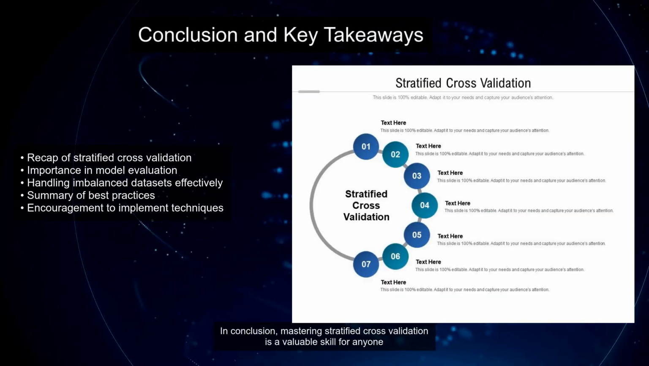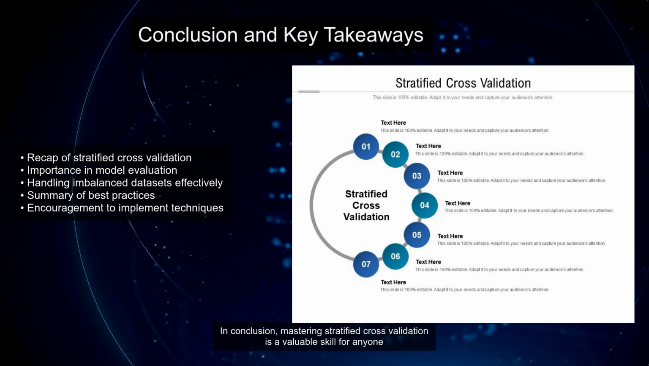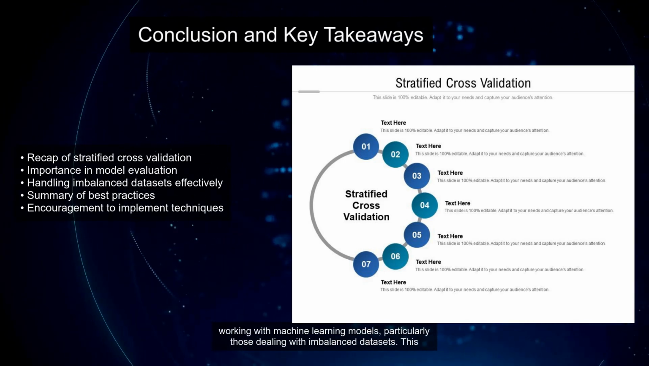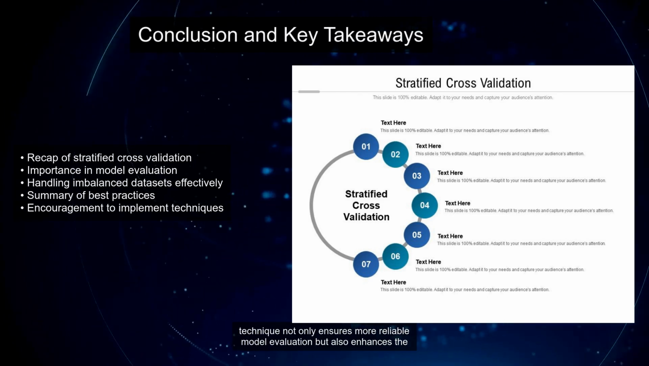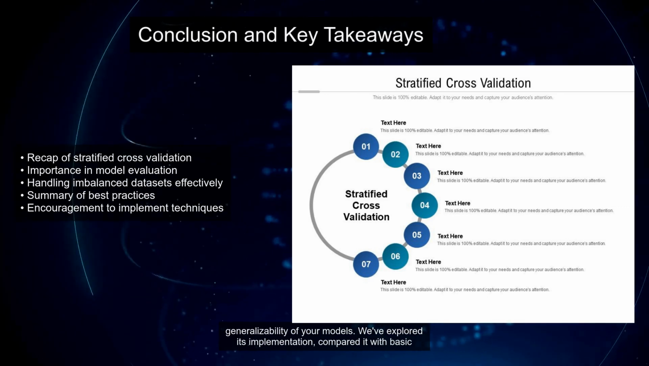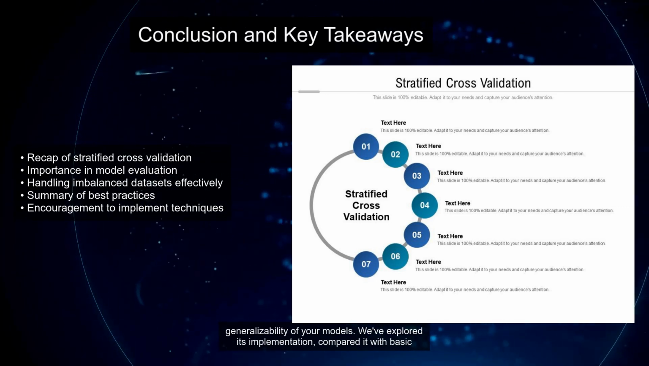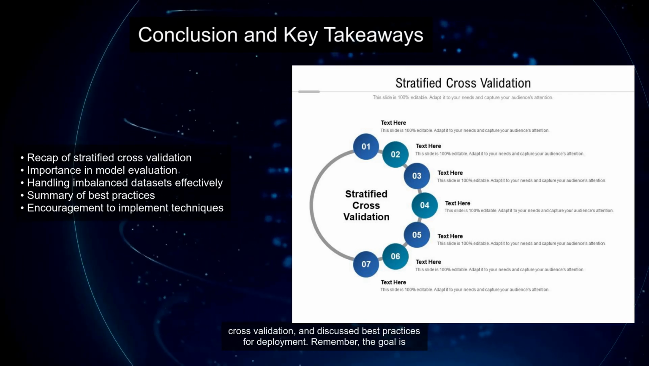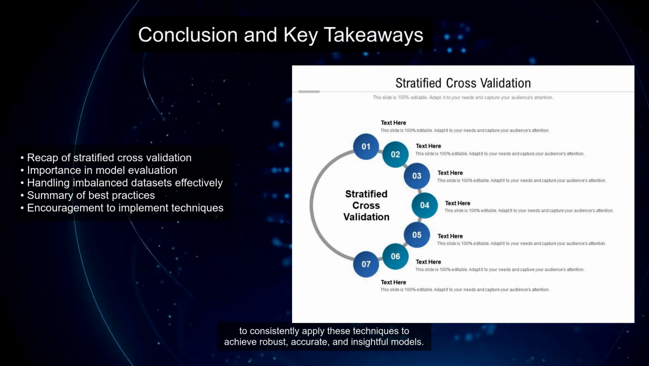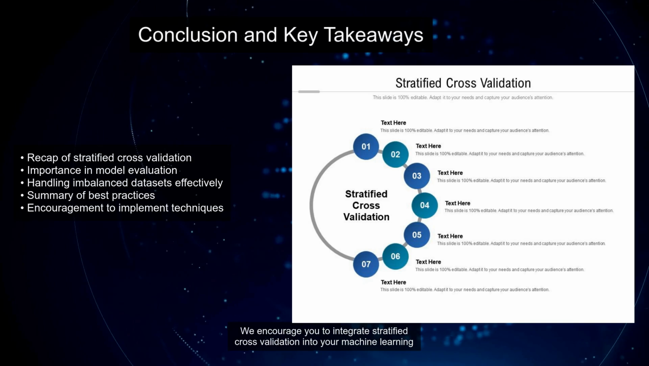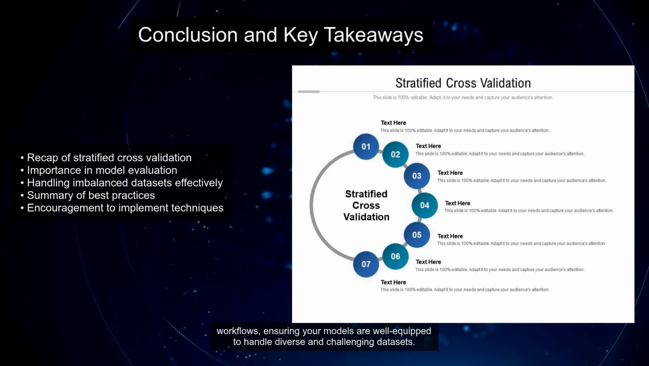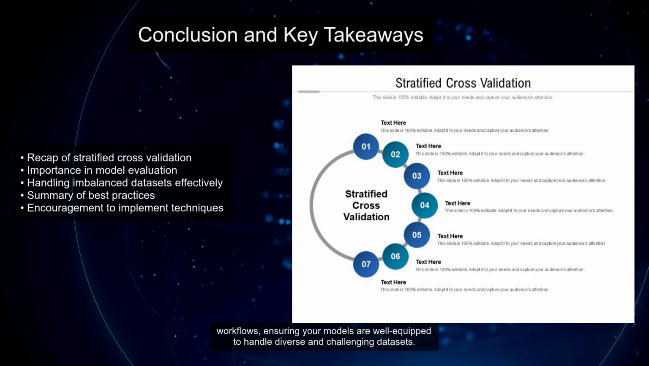In conclusion, mastering stratified cross-validation is a valuable skill for anyone working with machine learning models, particularly those dealing with imbalanced datasets. This technique not only ensures more reliable model evaluation but also enhances the generalizability of your models. We've explored its implementation, compared it with basic cross-validation, and discussed best practices for deployment. Remember, the goal is to consistently apply these techniques to achieve robust, accurate, and insightful models. We encourage you to integrate stratified cross-validation into your machine learning workflows, ensuring your models are well equipped to handle diverse and challenging datasets.